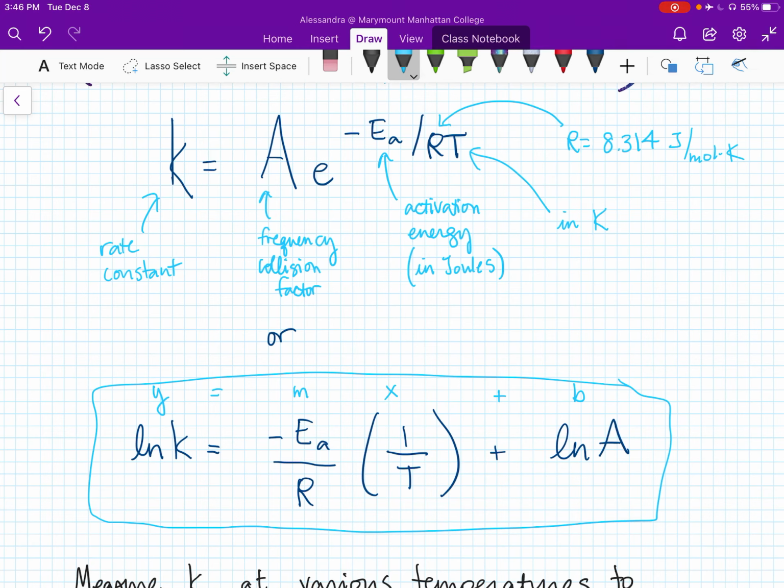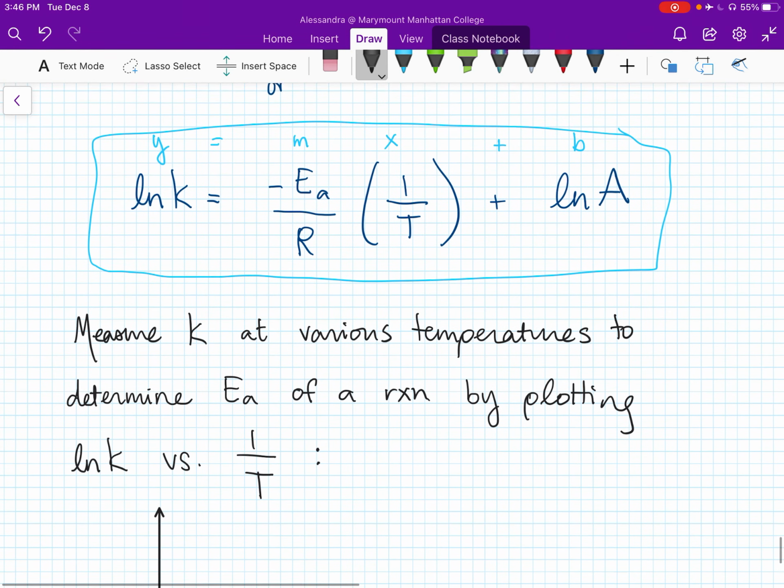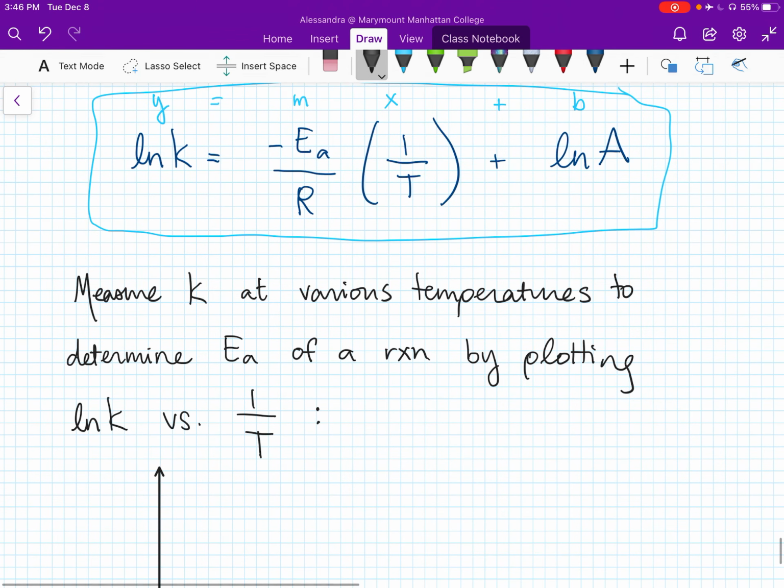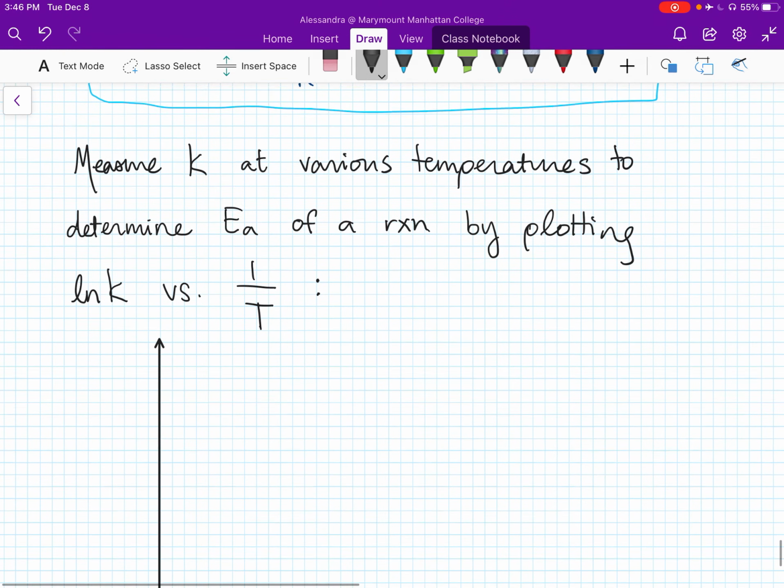The problem is, who knows what the frequency collision factor is? So now we want to get a form of the equation where we don't need to know the value of capital A, that frequency collision factor. Now, you can do that if you measure the rate constant K at various temperatures. If you measure the rate constant K at various temperatures, you can figure out the activation energy of a reaction without knowing the frequency collision factor by plotting the natural log of K versus 1 over T.